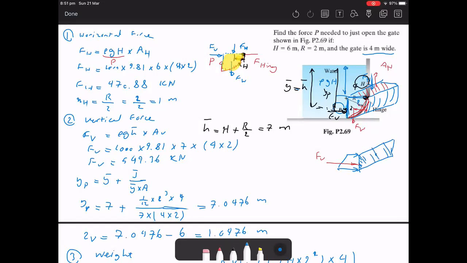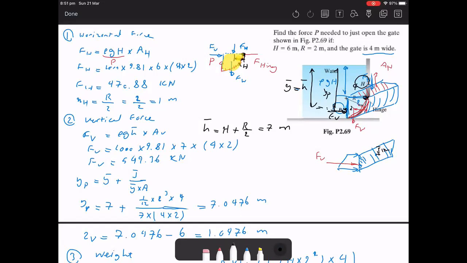And the centroid will be at the center of this shape. We know the capital H, which is 6 meters, and this distance is about 1 meter. So plus 6 meters, the h bar will be 7 meters. And the area is again 4 times 2. We can find the vertical force.